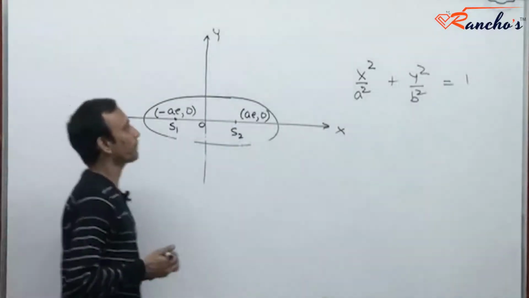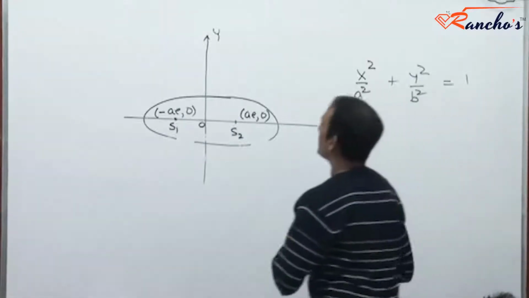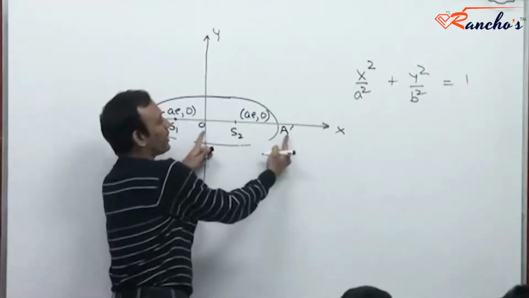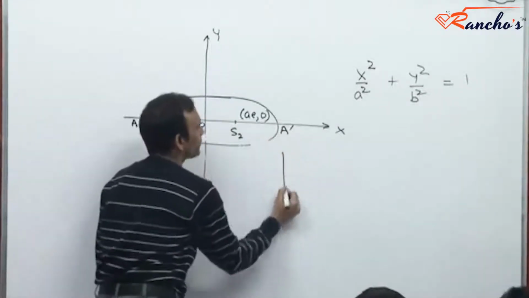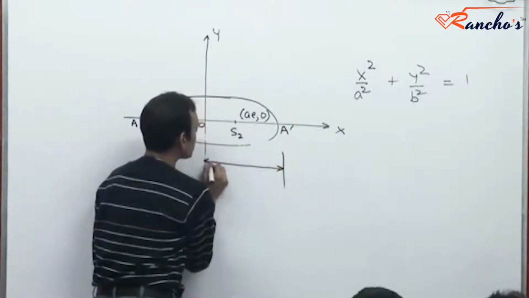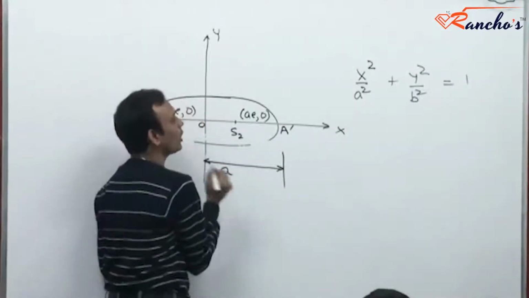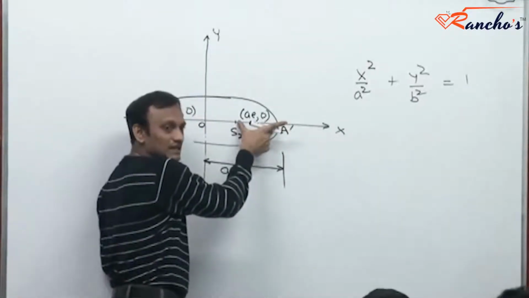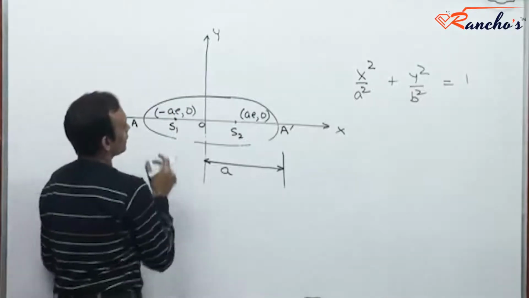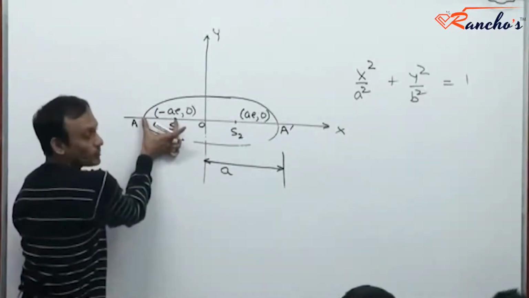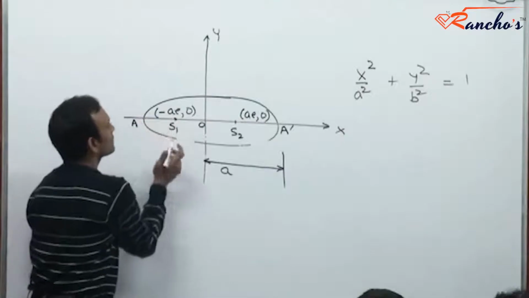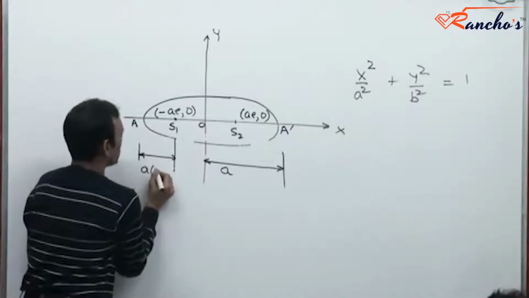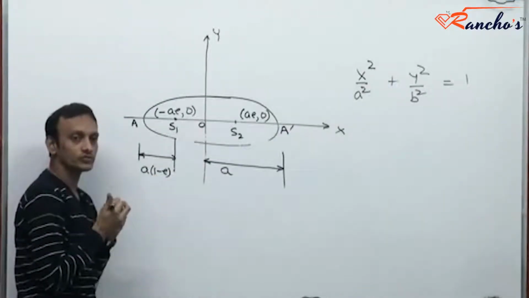Clear? Very clearly then, AA prime. OA prime is small a. Realize that? So S2A is A minus AE. Similarly, S1A will also be A minus AE. This length is going to be a into 1 minus e, and so on and so forth, right?